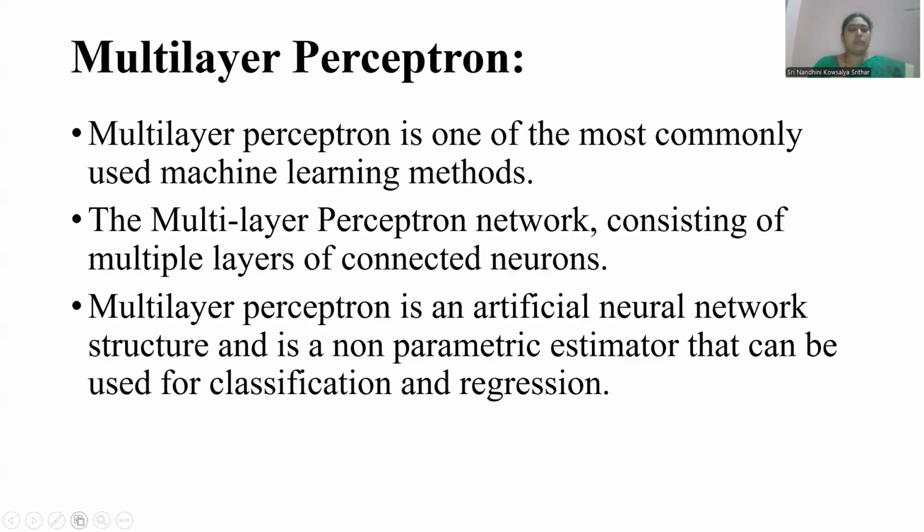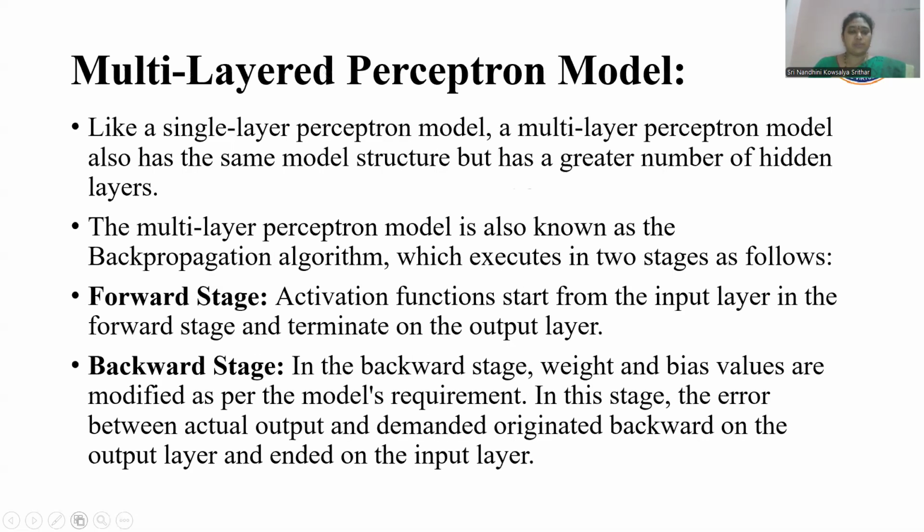The multi-layer perceptron model is one of the most commonly used machine learning methods, which consists of multiple layers of connected neurons. A multi-layer perceptron is an artificial neural network structure and is a non-parametric estimator that can be used for classification and regression. So the multi-layer perceptron is used in artificial neural networks to handle both classification and regression problems.